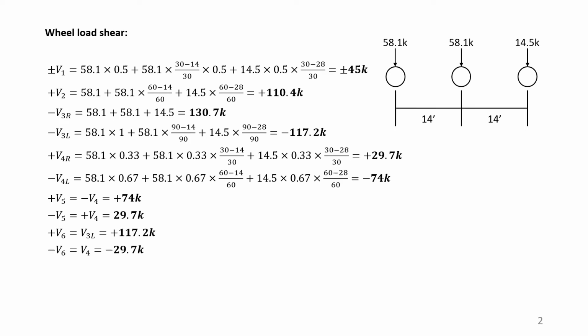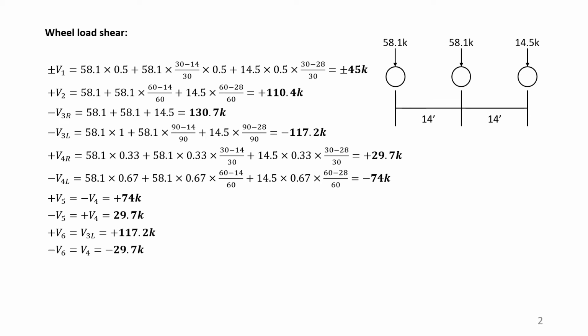At right, the shear diagram is a triangle, first of all a triangle and then a rectangle. But as the distance is 30 feet, the wheels will be within this triangular part, and that's why the 58 and 14.5, all these will be multiplied by 1, 1 and 1, and the total comes as 130.7.